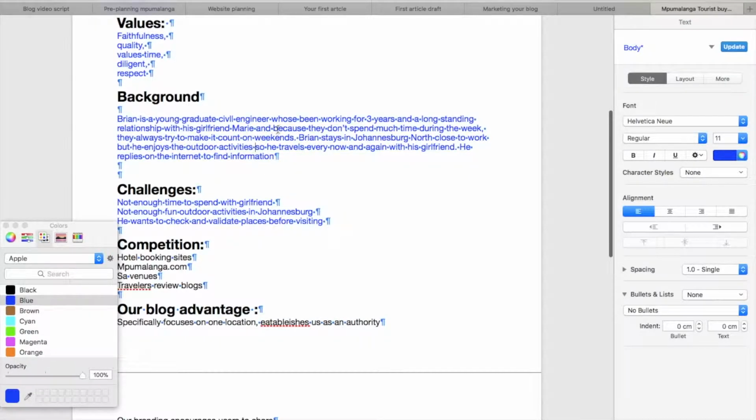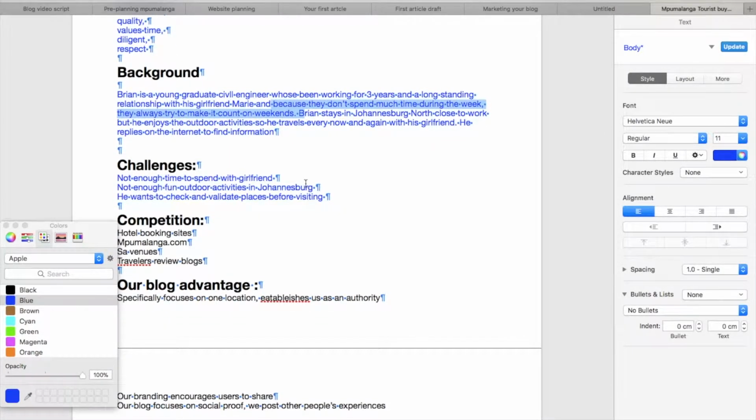And this is their main problem. Because they don't spend much time together during the week, they always try to make it count during the weekend. So Brian is an engineer, and he doesn't see his girlfriend very much. On weekends, that is the time they get to spend. So I'm focusing on weekends, trips and reviews, and making the blog more weekend-centered, things they can do on weekends. I'll never advertise something during the week because Brian is working during the week. This is also a motivation for why he would want to go out.